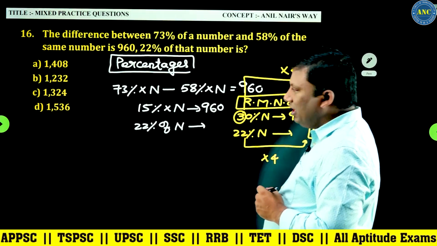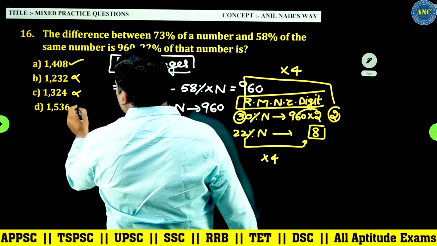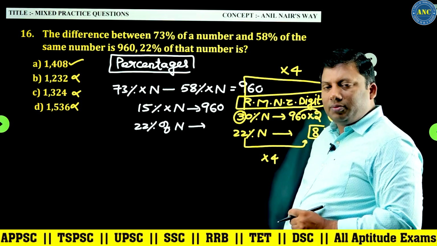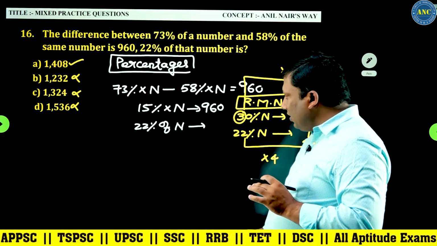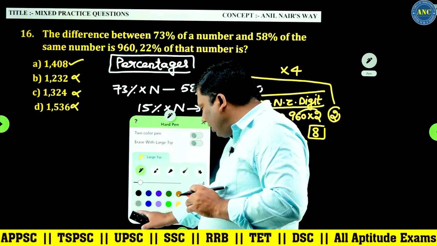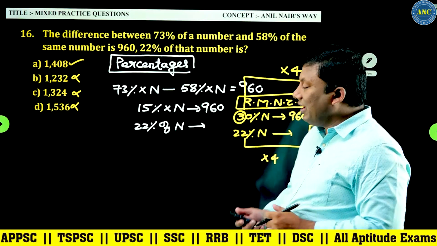Which option is ending with 8? This option is ending with 8. Are you all with me? Is the idea very much clear to you? You understood the concept? Without doing any calculation, you can get the answer.